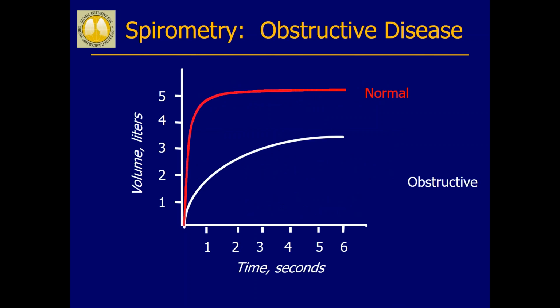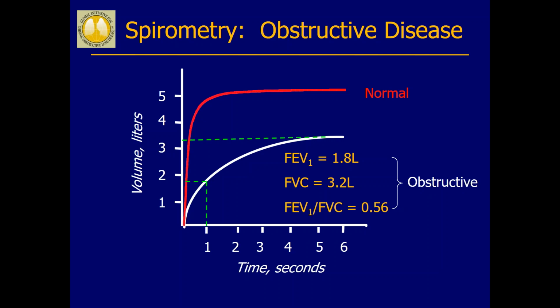Now, let me give you an example of spirometry in obstructive disease. For whatever reason, their lungs are not able to blow out air as fast as someone who is normal. And so you can see the curve is more rounded, pushed down, and has less volume. In 1 second, this person had 1.8 liters of air blown out, and the FVC, or air that they blew out in 6 seconds, was 3.2 liters, and the ratio is 0.56.